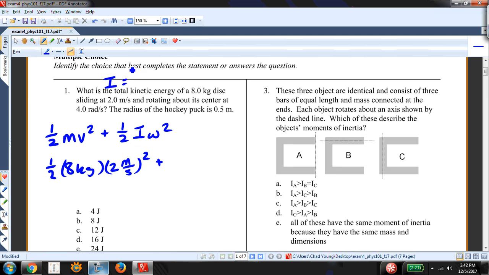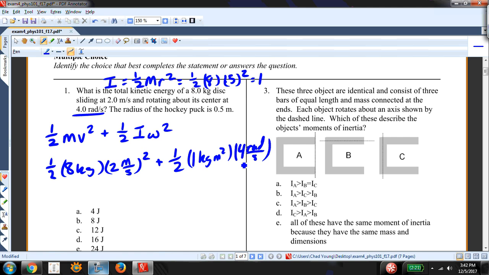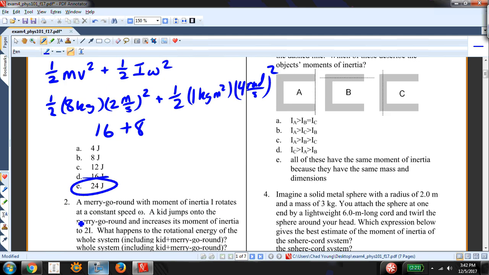For a disk or for a cylinder, it's 1/2 mr squared. That's 1/2 of 8 kilograms times 0.5 squared. That's a half of 8 is 4, quarter of 4 is 1. So I is equal to 1. So I'm looking at 1/2, 1 kilogram meter squared, times the speed is already in radians per second, 4 radians per second, squared. So that's 4 times 4 is 16 plus 8, which is 24.